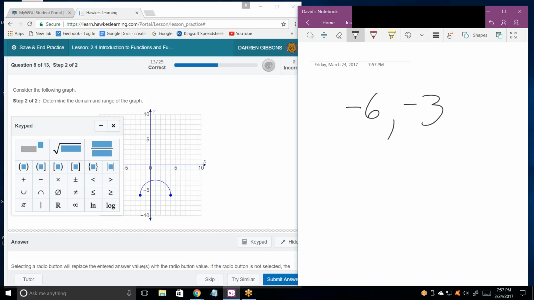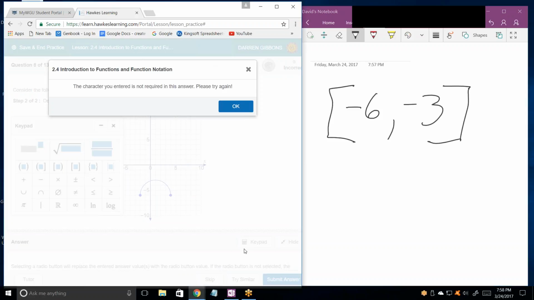Do I need parentheses or brackets, or a combination of them? I think you would need brackets, right? On both sides, yeah. Because y can be -6, because of that closed dot. And if I put my cursor right there, you can see that y can also be -3. When x is 1, y is -3. So I need brackets again. So I'm going to use this same bracket sign.